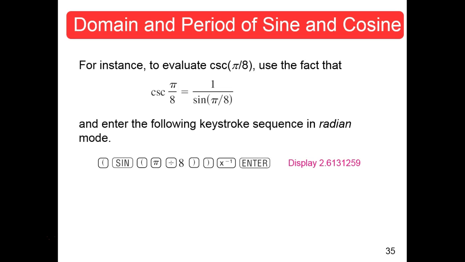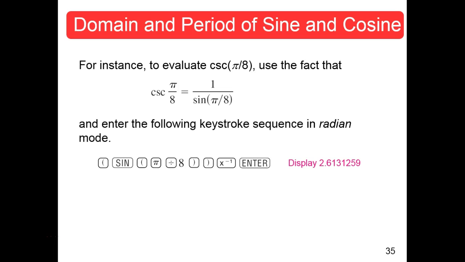First, do the pi over 8. Depending on what type of calculator you have: if you have an old scientific calculator, you have to enter the argument first and then do the trig function. Most of the graphing calculators, and I think your phones, you do sine first. That will open a parenthesis for you most of the time. Then you do the pi key. You all have pi keys on your calculators now. Divided by 8, close the parenthesis. That will give you the sine of that, and then reciprocate that, 1 over that. And that will give you the cosecant.